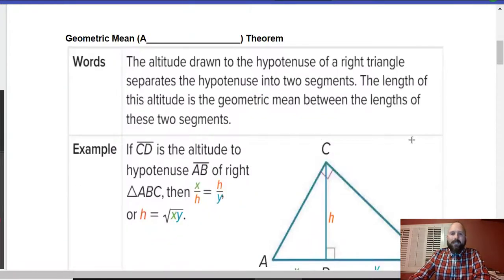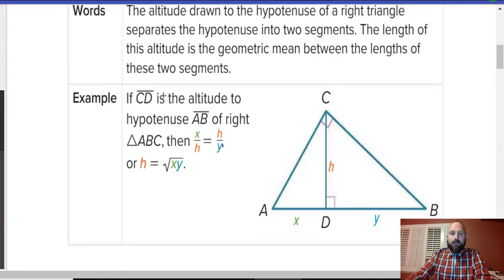So geometric mean. And now we're going to talk about the altitude theorem. So let's write that in. We have this versus leg. If we get this right here, we can make a proportion and understand that x over h will equal h over y. And if we do cross product, we'll get h is equal to the square root of xy. So that's about it.